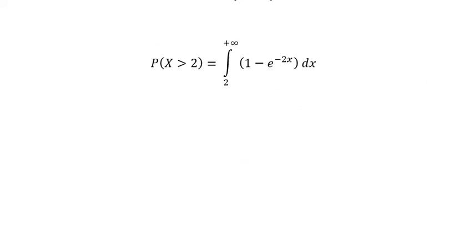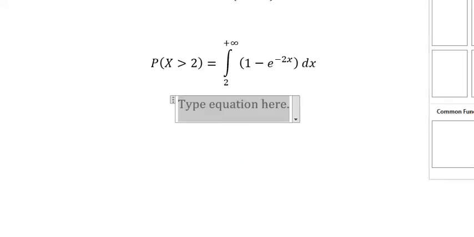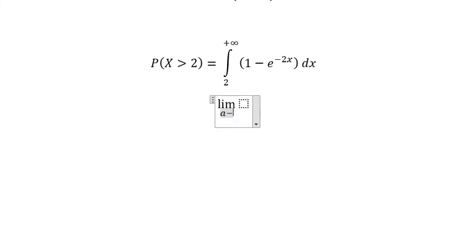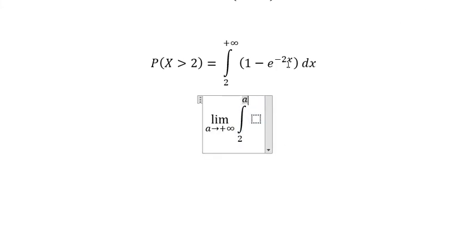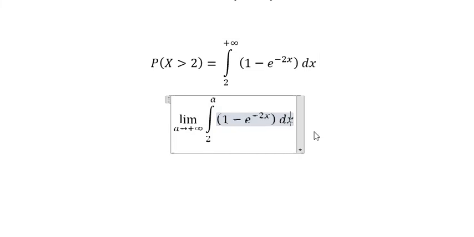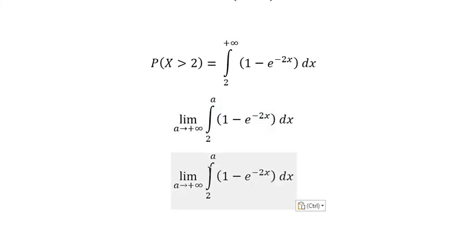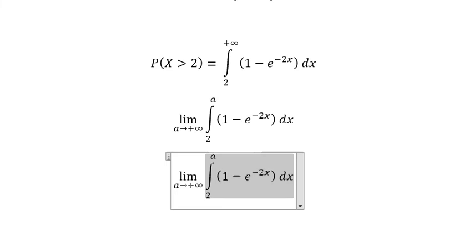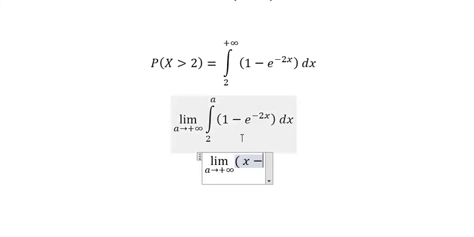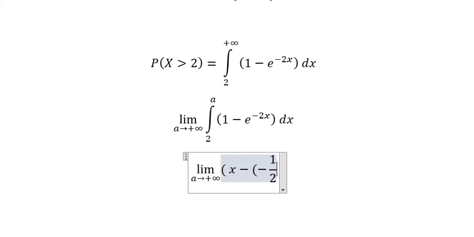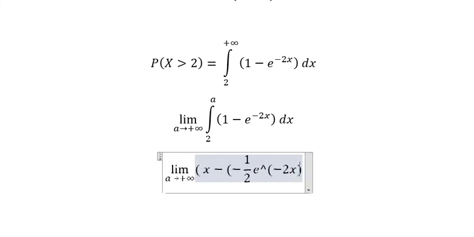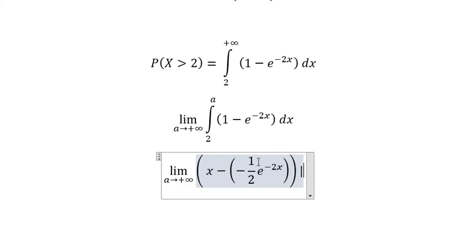Next, I will put the limit as b approaches positive infinity. So we have the integration from number 2 to b. The integration of number 1, we have s. The integration of this one, we have negative 1 over 2 e to the power of negative 2s. And I will put the bounds from number 2 to b.